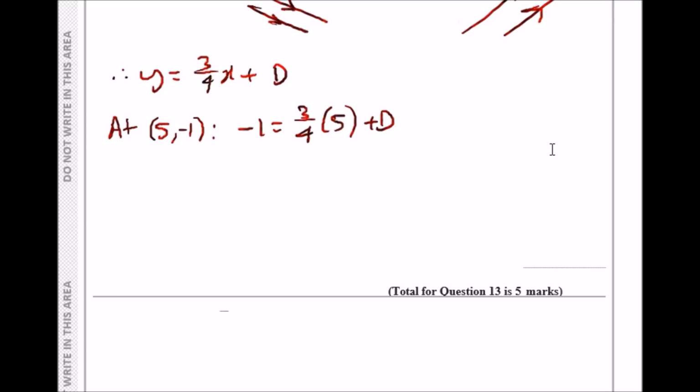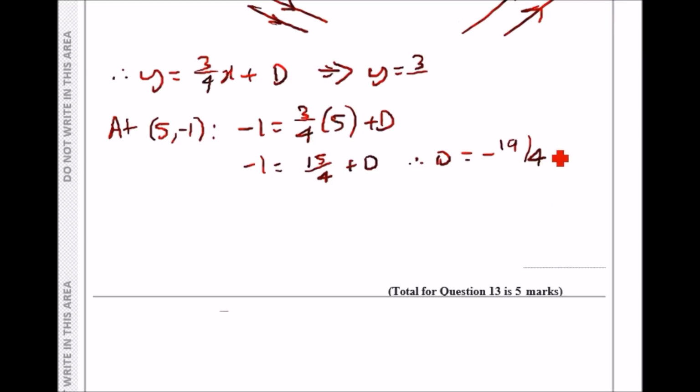Alright, so now let's try and smash this quickly. -1 = 5 times 3, which is 15/4, + d. Therefore, what's the value of d? -1 minus 15/4. Hold on, I'm writing this down. Work it out on your calculator, you should get -19/4. Almost. Now we can plug this back into our original equation, so this equation becomes y = 3/4 x - 19/4.